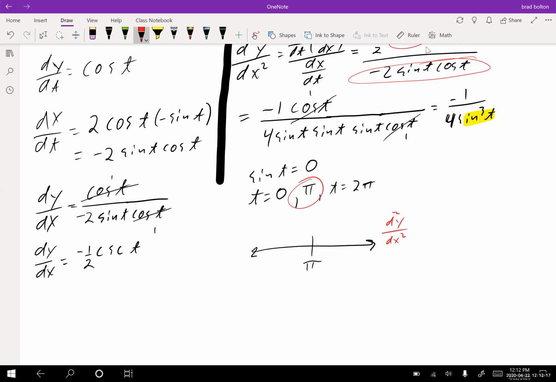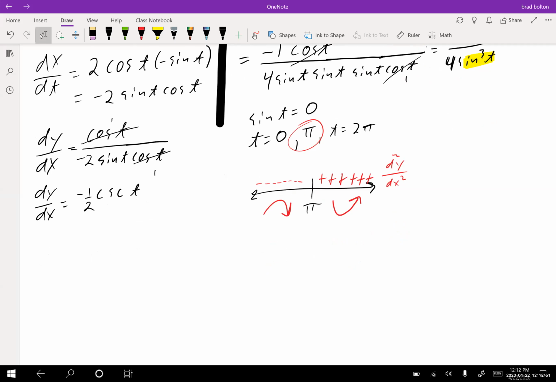So I'm going to plug something to the left of pi in, and I will get a negative. When I plug something to the right of pi, like 3 pi halves, the sine of 3 pi halves is negative 1. Negative 1 cubed is still negative 1. Then we have negative 1 over negative 4, which becomes positive.